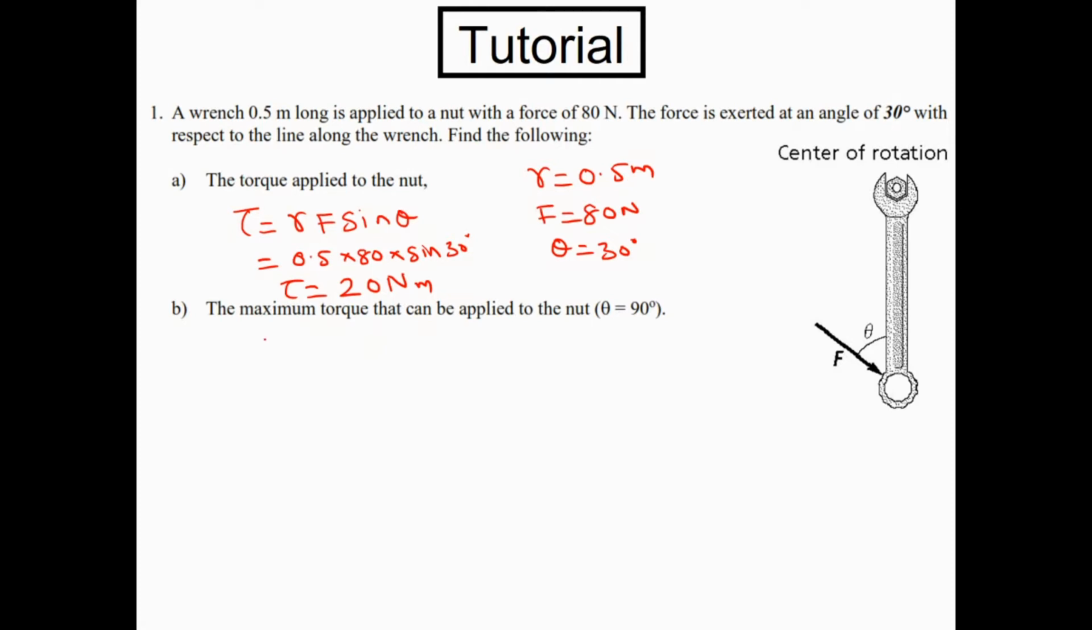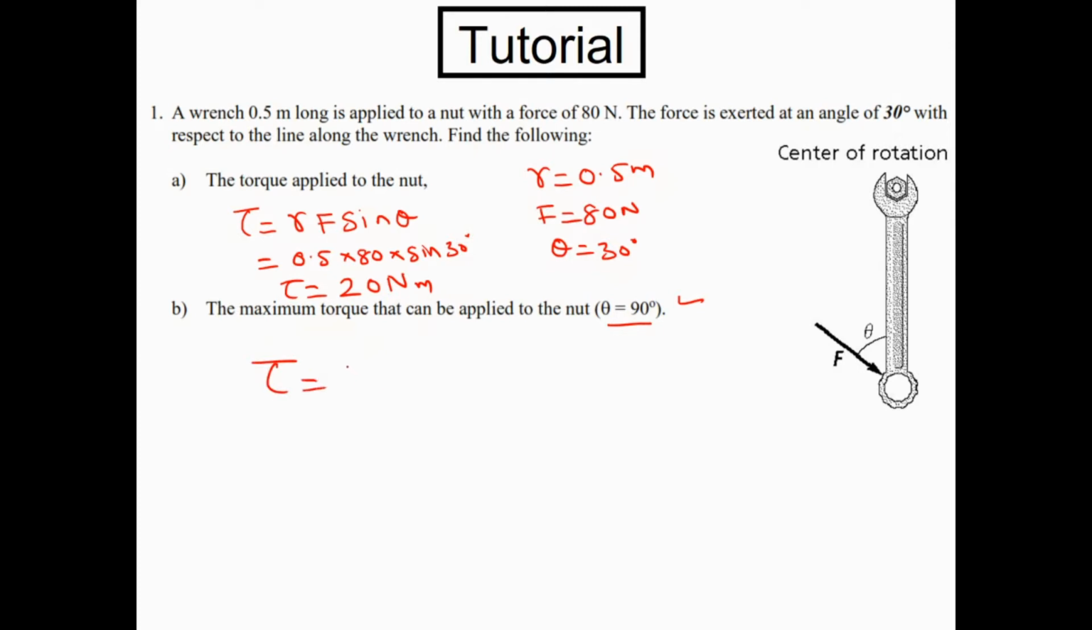For the second part, find the maximum torque that can be applied to the nut. So what is the maximum torque? That means this angle should be 90 degrees. So we have to consider the same R value and F value, but instead of this 30 degrees, we have to consider 90 degrees. So I'm going to rewrite this formula again.